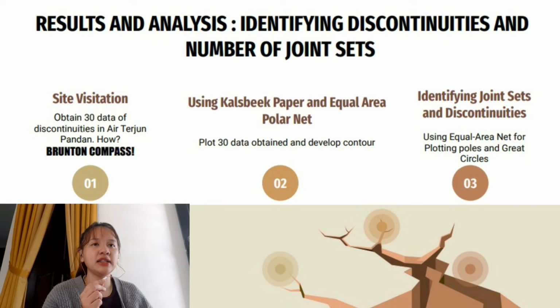First, the site visitation. Second, using Kalsbeek paper and equal area polynet to plot all the data obtained from the site visitation. And third, identify the joint sets and discontinuities by using the equal area net, which will be shown later.